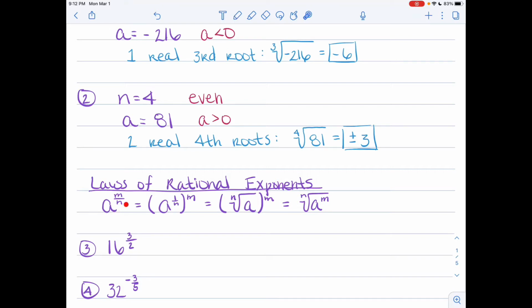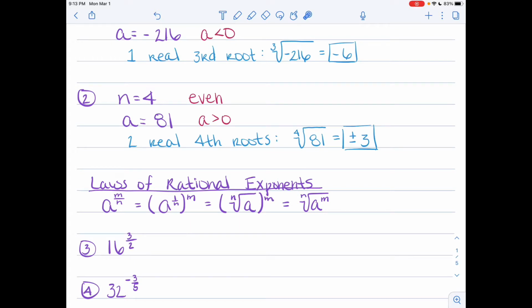If we have a raised to the m over n power, we can break that into two pieces using our product or power of a power property. So we could say that it's a to the 1 over n power raised to the m power. Well, we already know that a to the 1 over n power can be rewritten in radical form as the nth root of a. So we can take the nth root of a and raise it to the m power.